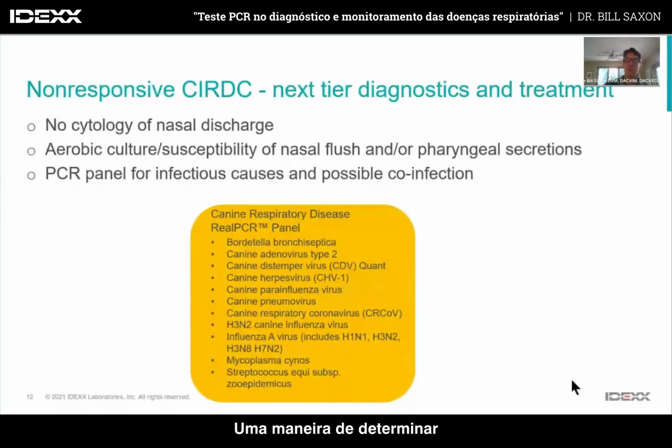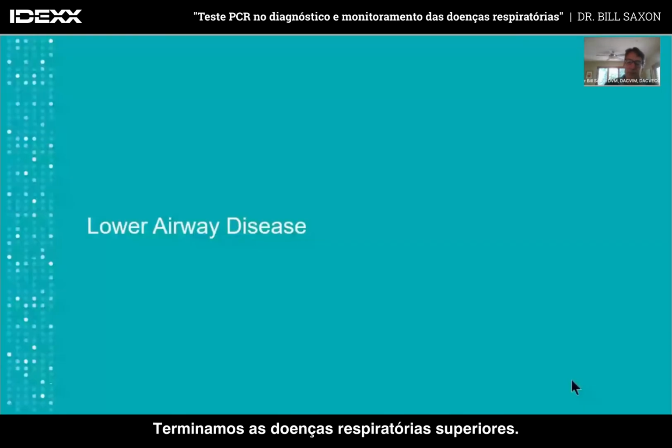And one way to determine whether your positive distemper PCR is due to vaccine: because the vaccine is modified live, like the herpes vaccine in cats, it will be detected by the PCR test, but at a much lower level than an active or native infection. So being able to quantitate those two is really helpful in determining whether you've got distemper at a level consistent with vaccine only. Then we have to look for other causes of the upper respiratory signs. So that's it for upper airway disease.